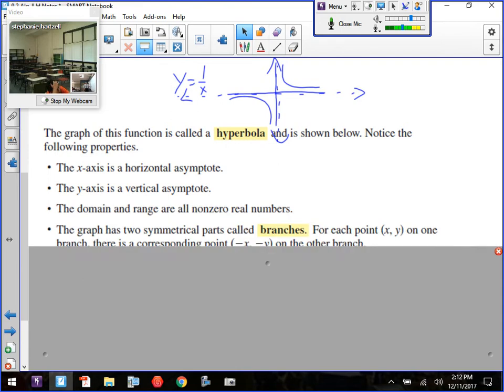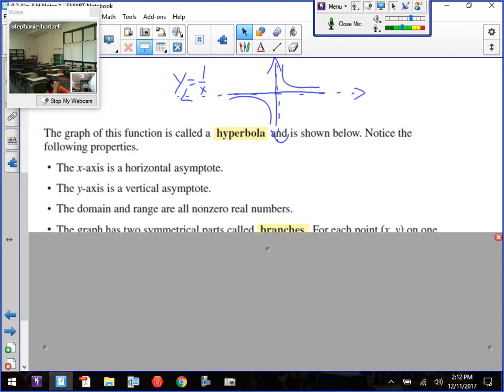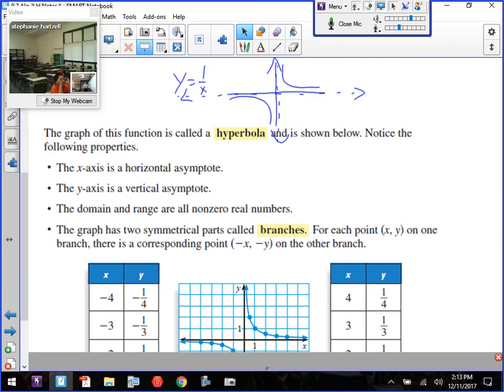So we have horizontal and vertical asymptotes. The domain and range are going to be all non-zero real numbers. Basically, everything except your asymptotes. And I'm going to show you guys as we get into a real example with the whole kit and caboodle going on about how we solve things.